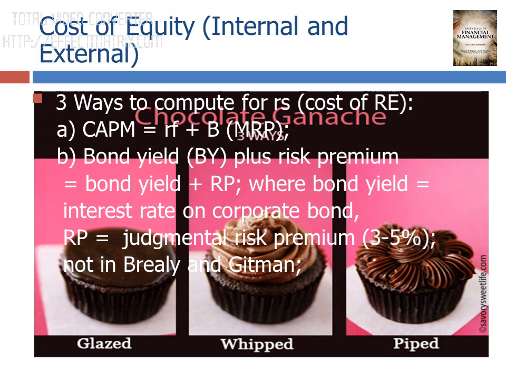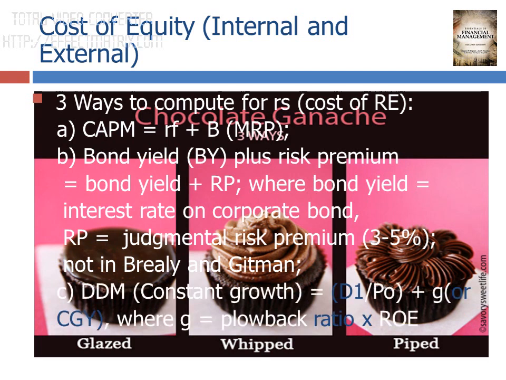And then for the risk premium, unlike the risk premium in your CAPM, which is beta times MRP, it is a judgmental risk premium based on studies. So it's between 3 to 5% depending on the risk of the corporation. If the corporation is of low risk, you use 3%. If it has average risk, you use 4%. If it is of high risk, it's 5%. This second method is not mentioned by my two good friends, Brealey and Gitman. It was only mentioned by Brigham.